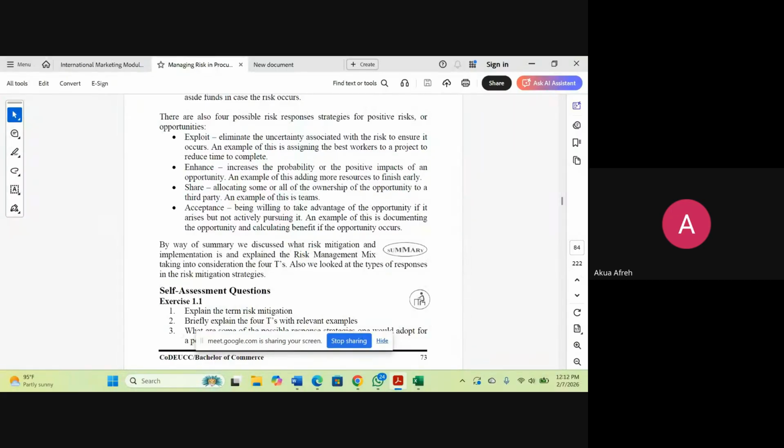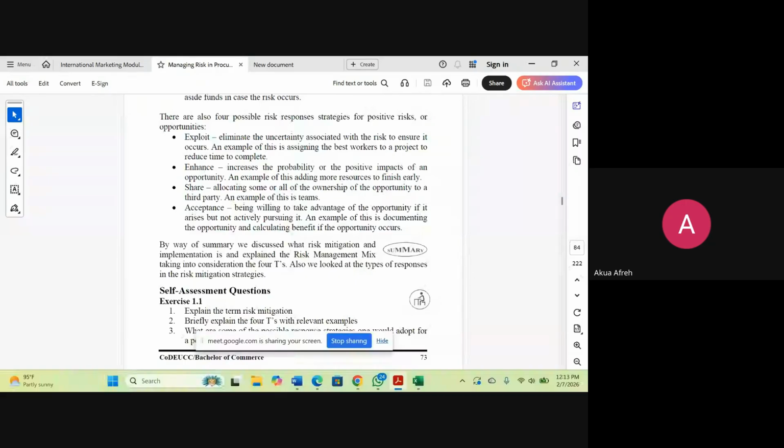You try to eliminate unnecessary uncertainties that are associated with the risk to ensure it happens. So you know that there are things that are preventing you from taking advantage of it. So what do you do? You try to eliminate those things that are preventing you from achieving whatever you want to achieve in the organization.